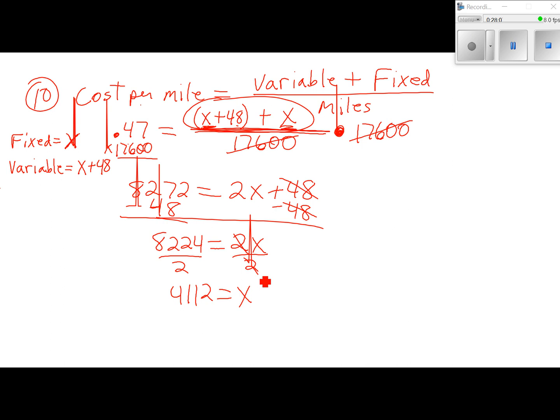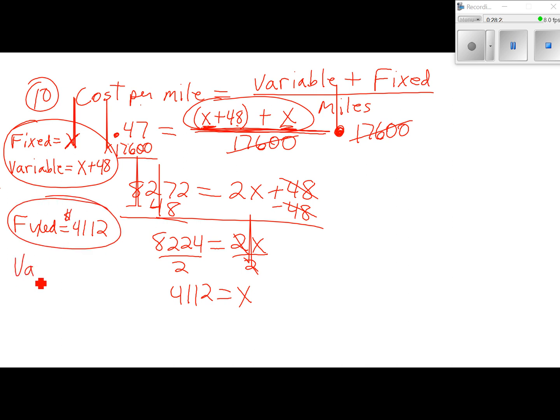So now when we go back over here, that means our fixed cost was $4,112. That's one of your answers. And for our variable cost, all we do is add $48 to that, and you get $4,160. So those are the two answers for number 10. Again, finish this, send me a picture.